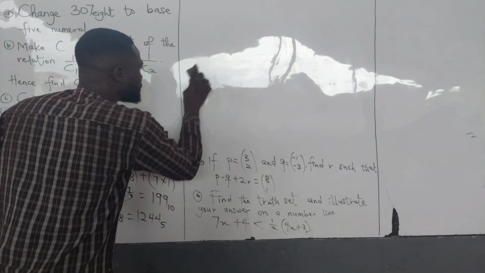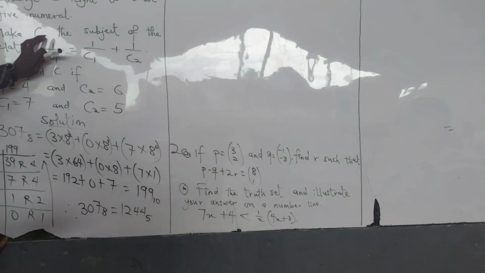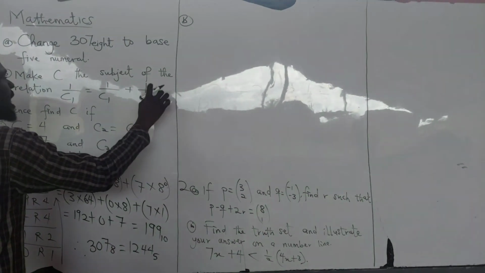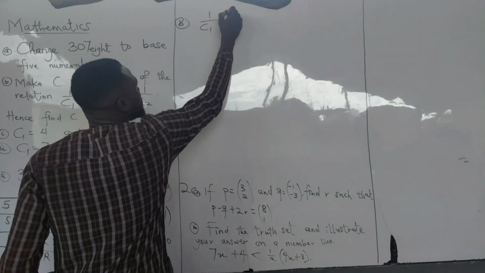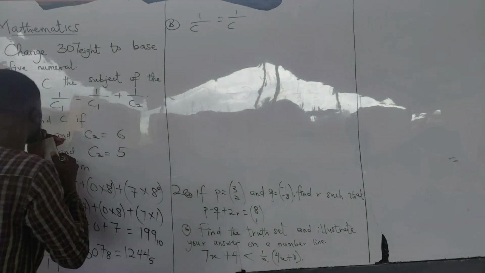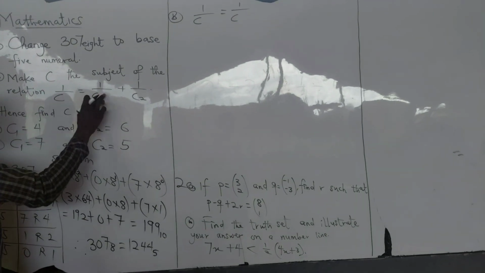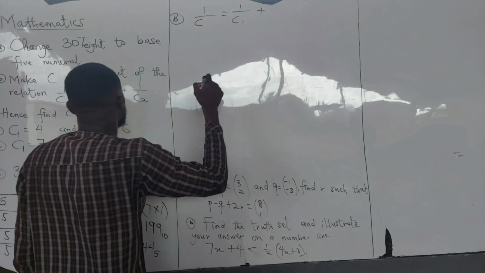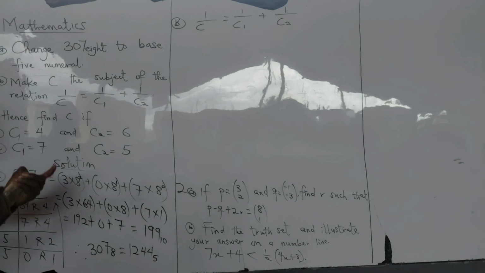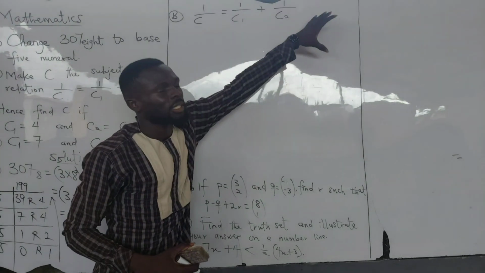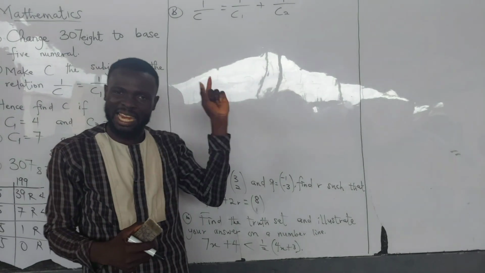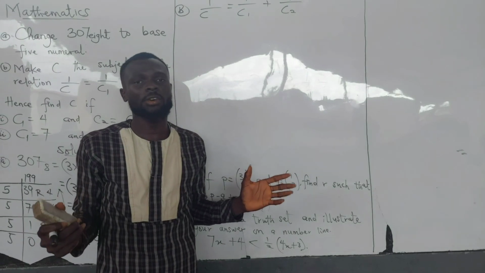Then we have the B. The B is saying, make C the subject of the relation. So you have B. The relation has been given as 1 over C is equal to 1 over C1 plus 1 over C2. So you have to make C the subject. Now this is a fraction, and you are making C the subject. Now before we can make C the subject, we have to clear the fraction. And how can you clear the fraction?